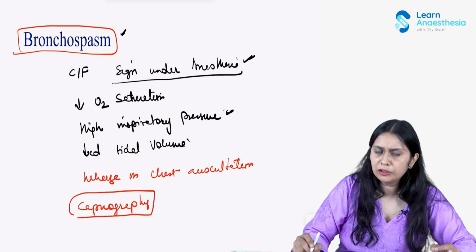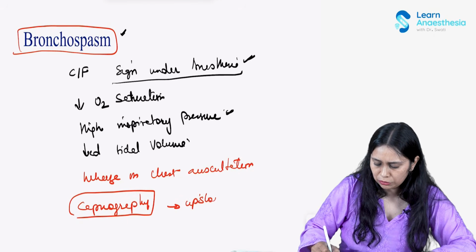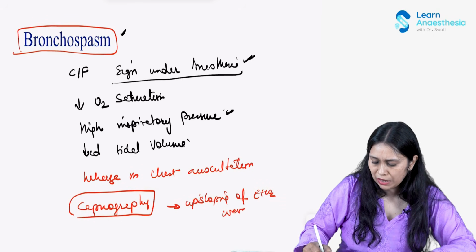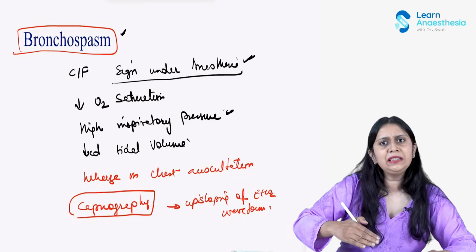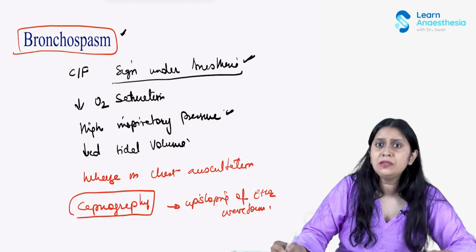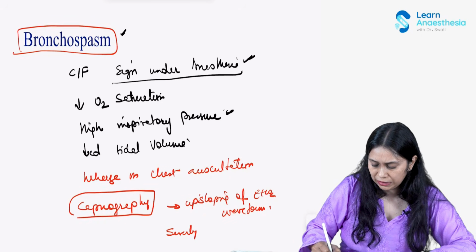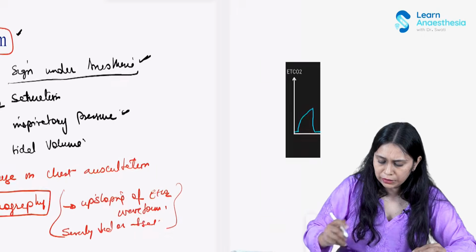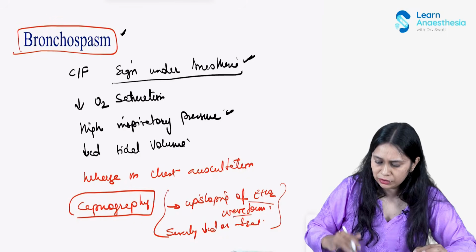There's a typical shark fin pattern that we will see, upsloping of the EtCO2 waveform. And if the bronchospasm is very severe, then we can see a decrease in the EtCO2 or absence of the EtCO2 waveform. So we can see a severely decreased or absent graph also, if the bronchospasm is very severe. So how does this shark fin or upsloping of the EtCO2 waveform look on the monitor?